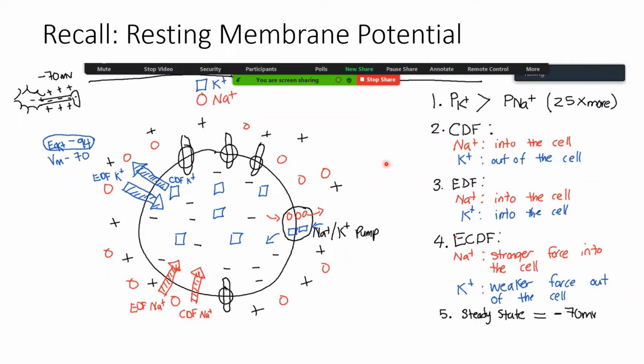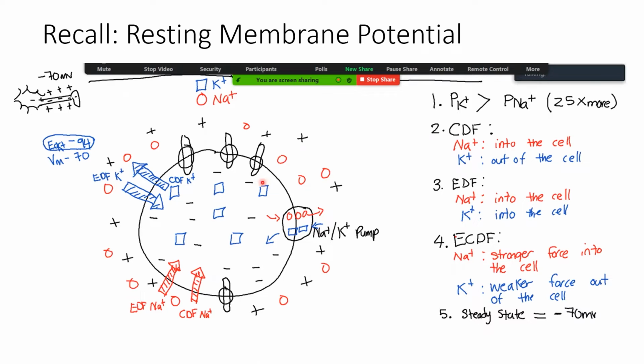So sometimes students get lost in the weeds. And what we've discussed today is how we end up having negative 70 millivolts in a resting neuron. How did we establish that? How is the difference in the movement of sodium and the different gradients and forces acting on sodium and potassium, how do those come together to give us a negative 70 resting membrane potential?